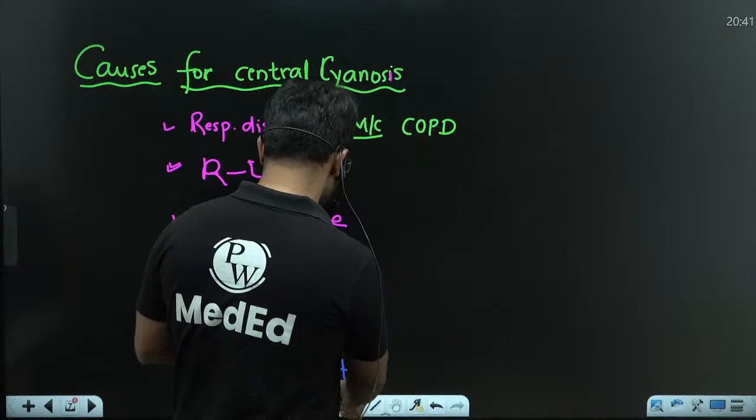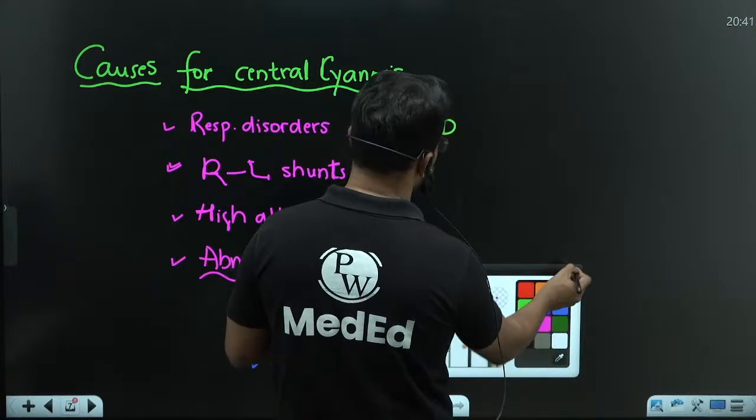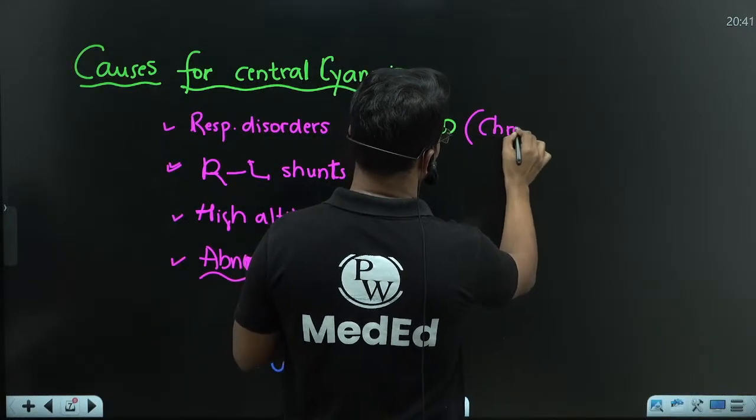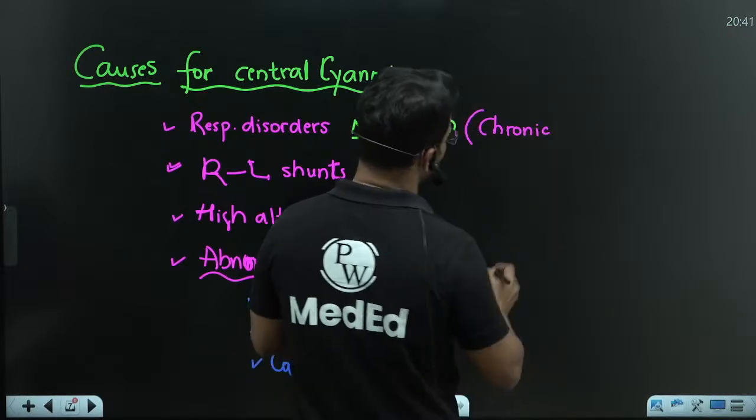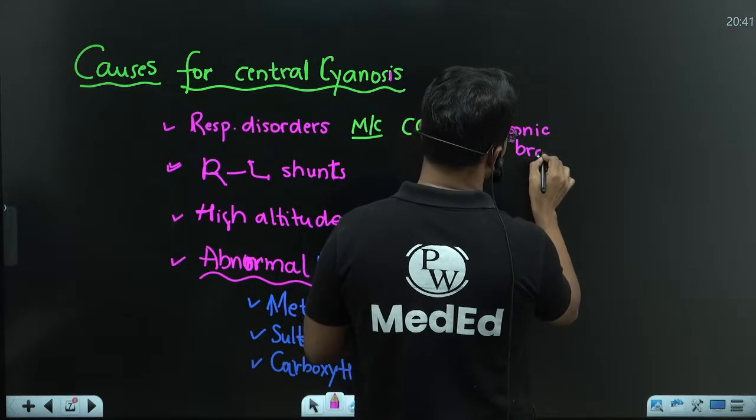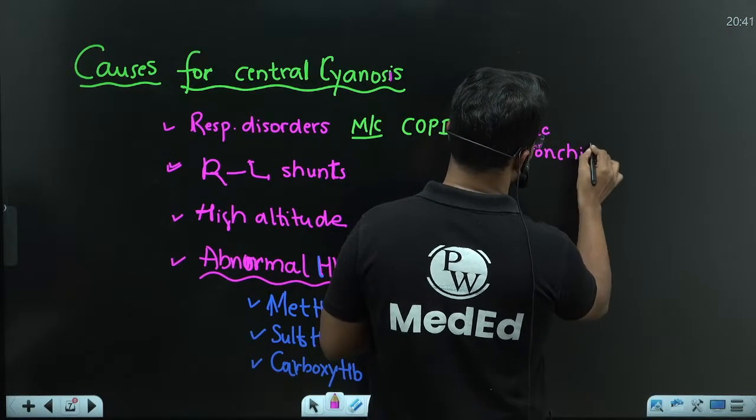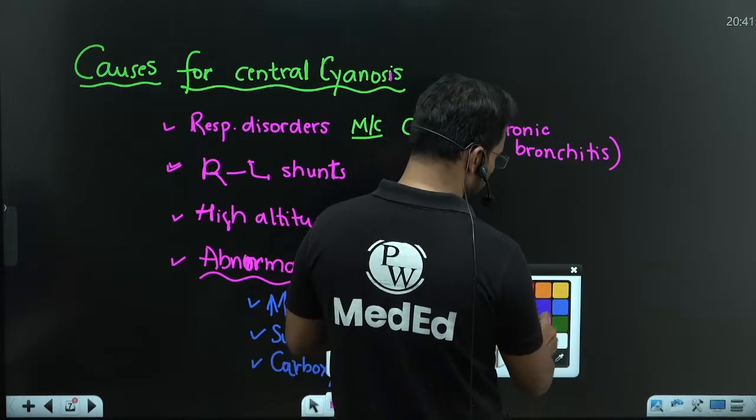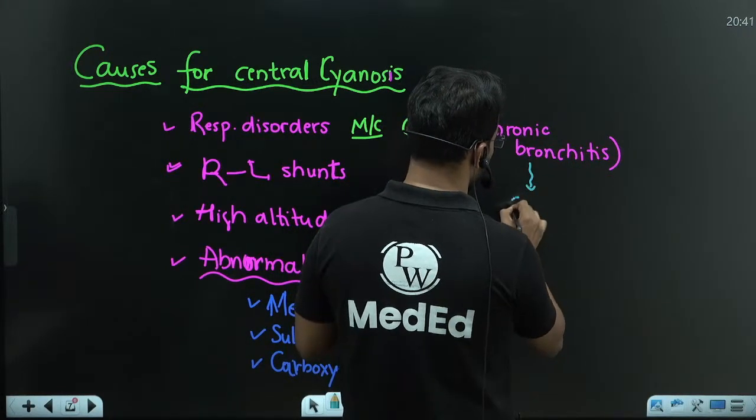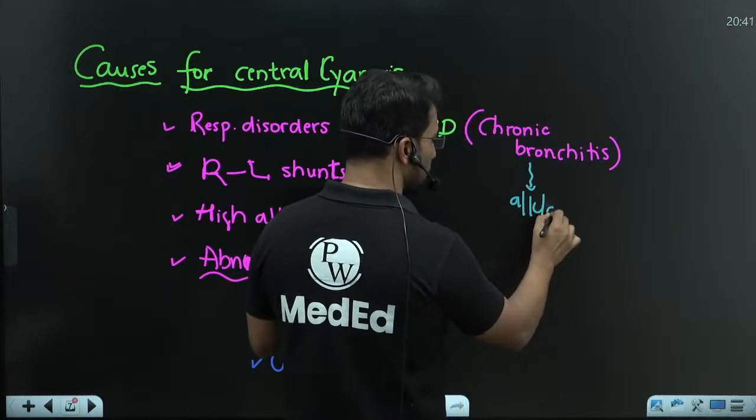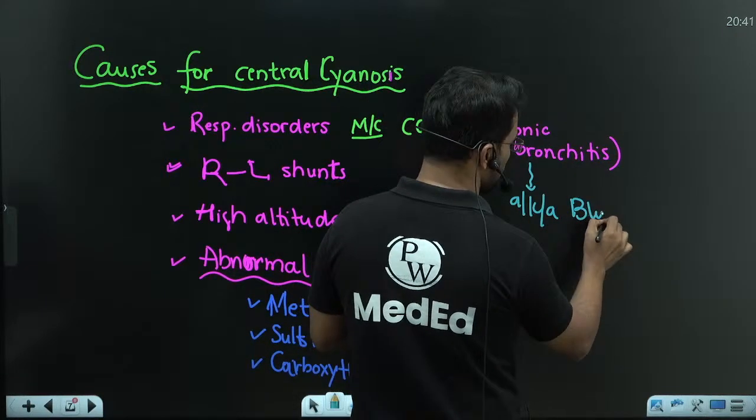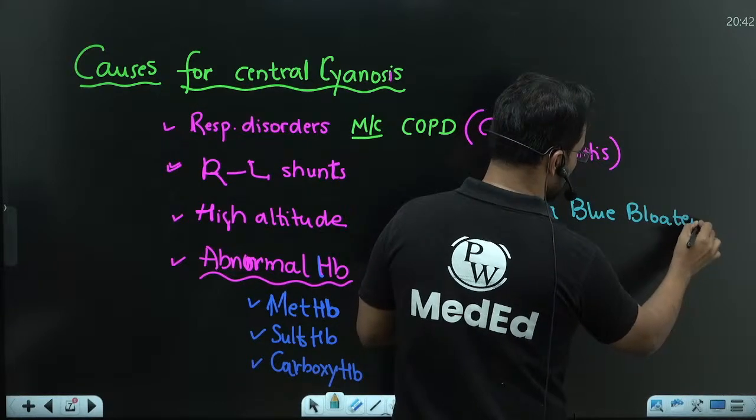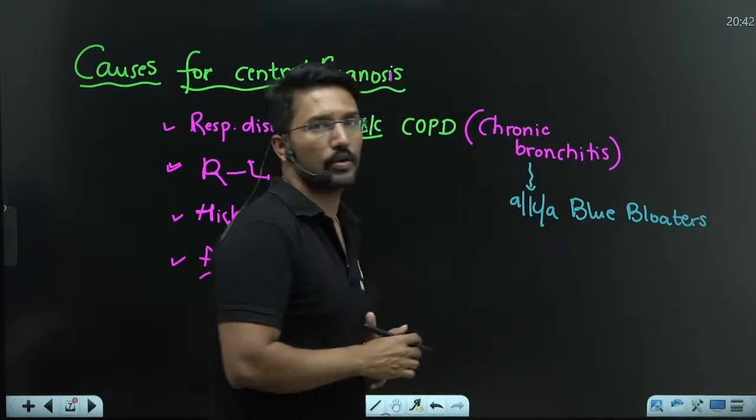So please remember, this is something that usually pops up in your bedside discussions. When you say COPD is a cause for cyanosis, you should specifically mention chronic bronchitis, and patients with chronic bronchitis are often referred to as blue bloaters. They are known as blue bloaters because they are cyanosed. The word blue comes here because these patients are cyanosed. We call them blue bloaters. Okay.